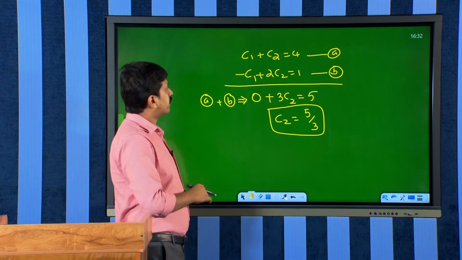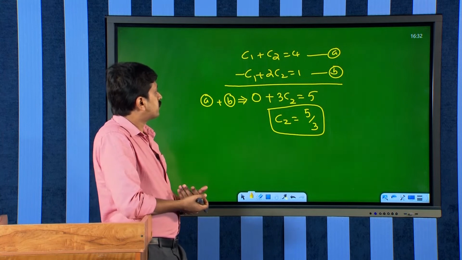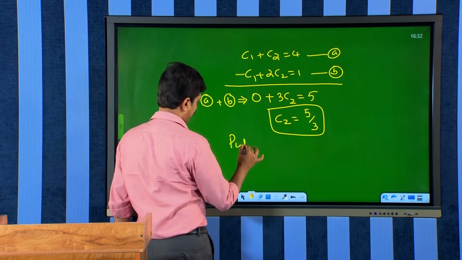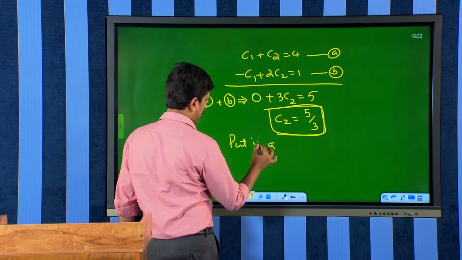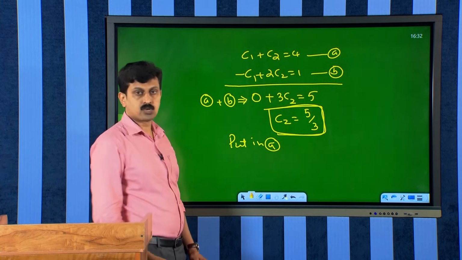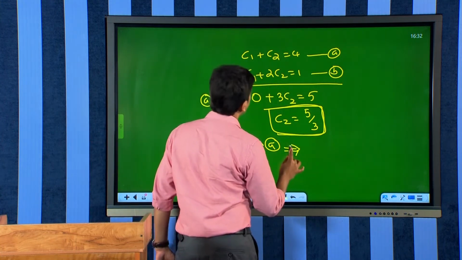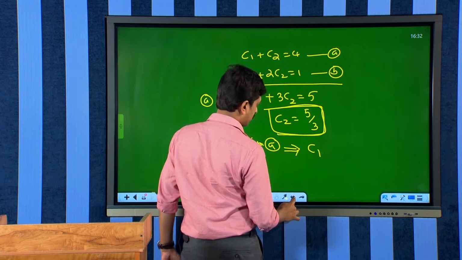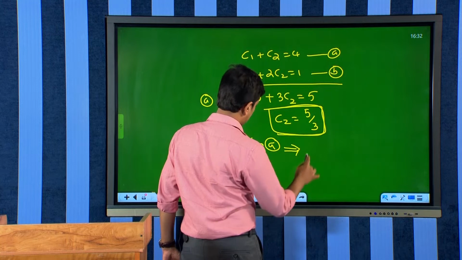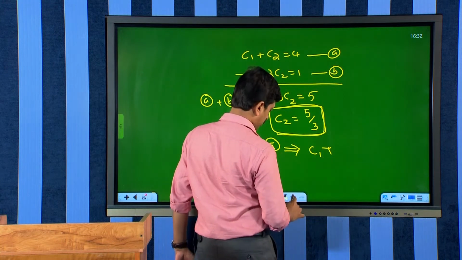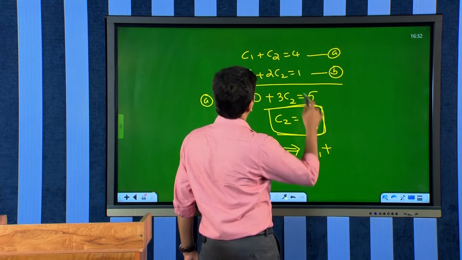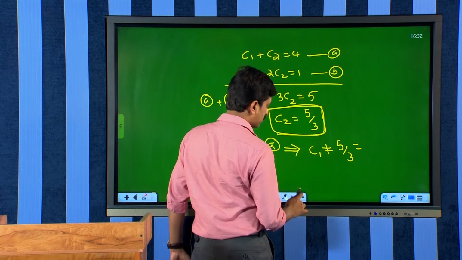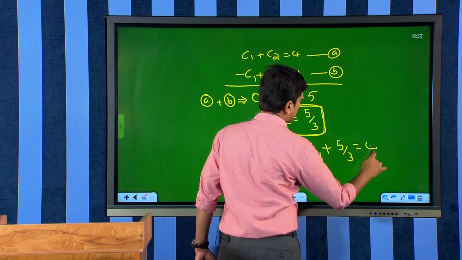Since C2 equals 5 by 3, you can apply this value in any of the equations A and B. So, put it in equation A. While substituting in equation A, we get C1 plus 5 by 3 equal to 4.